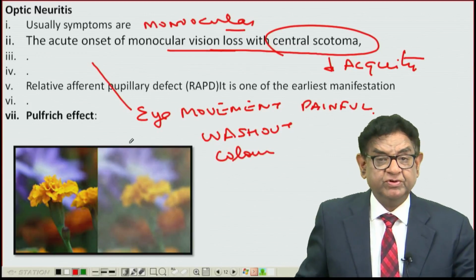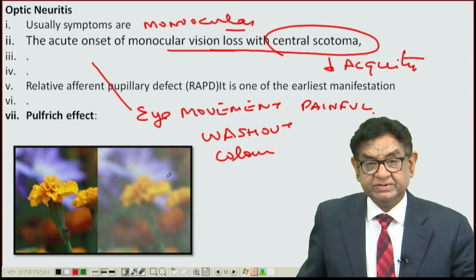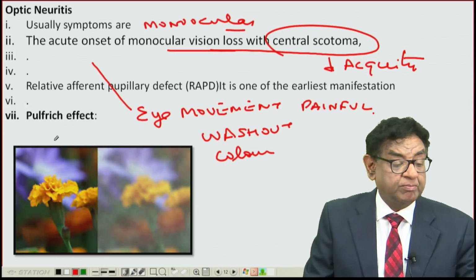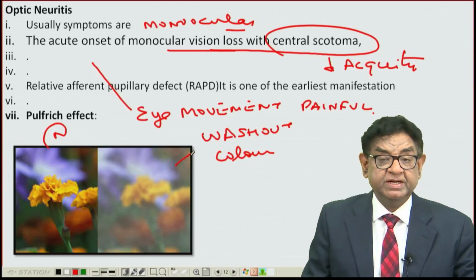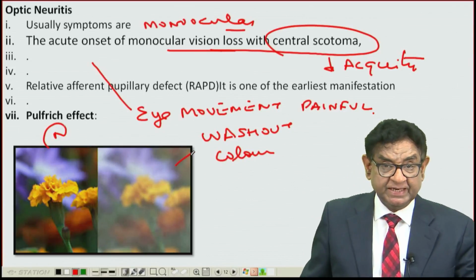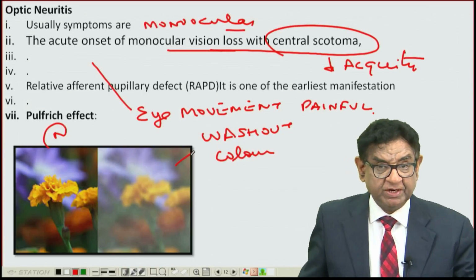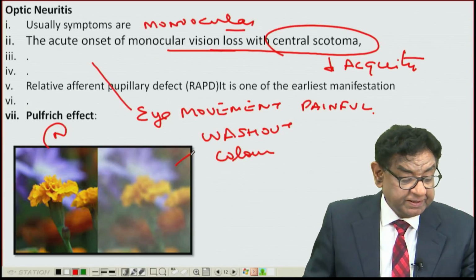Look at these photographs. They are photographs of the same object. Now this is normal, very clear picture. And this is washout color, like an old picture, something like that. The term they use is washout color appearance, right?